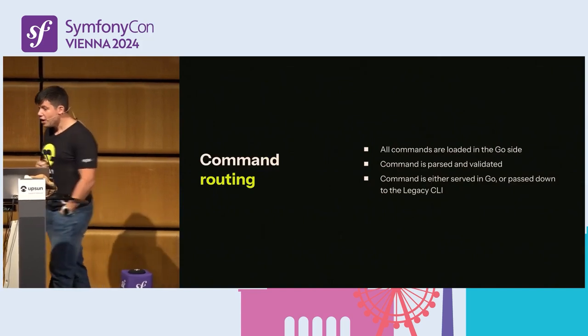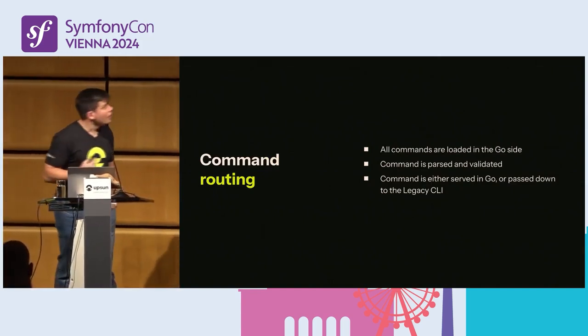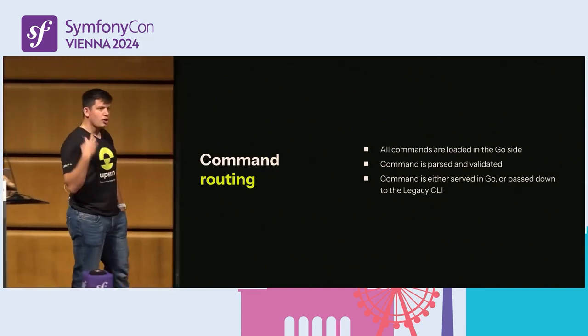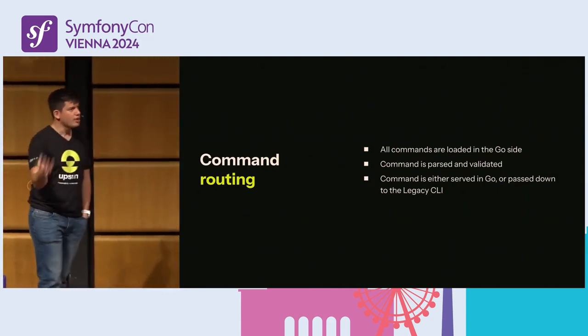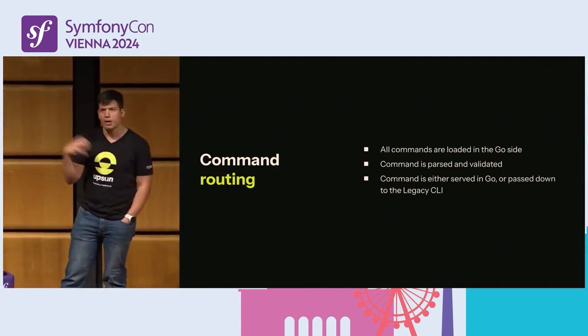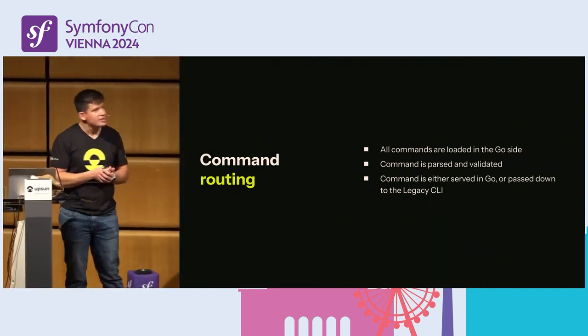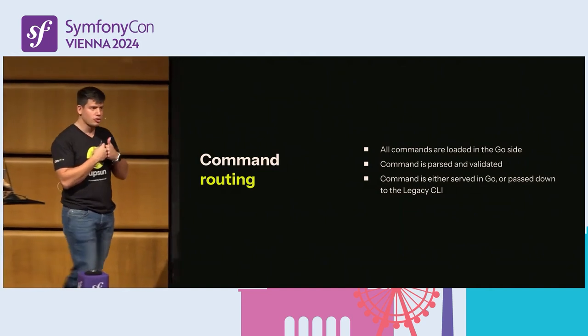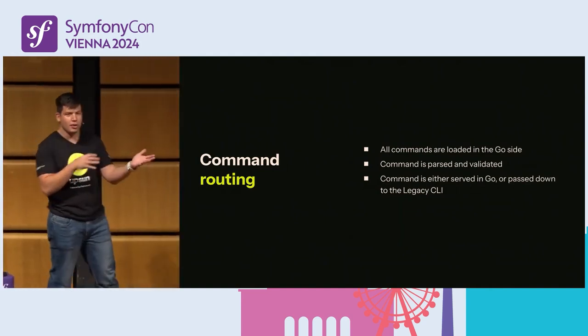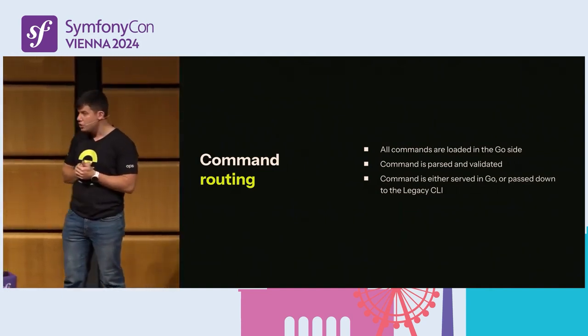Wrong button. So command routing. What we do is we load all the commands, both legacy and new, in the Go side, and then we do all the routing there. So depending on what you typed, we could easily decide if you typed a command that was going to be routed on the legacy side or on the new side.